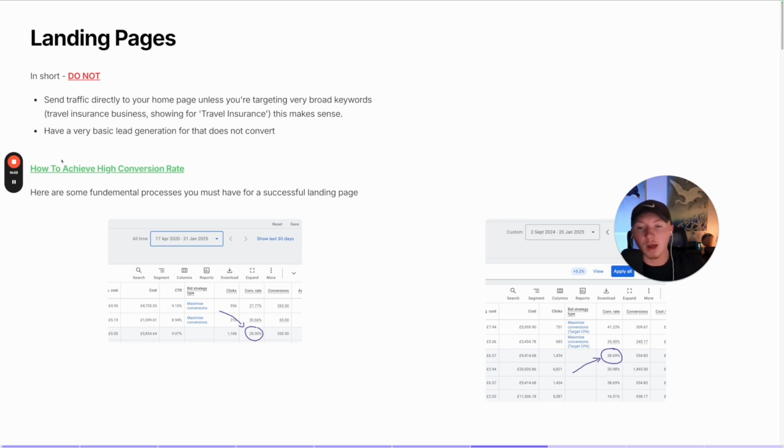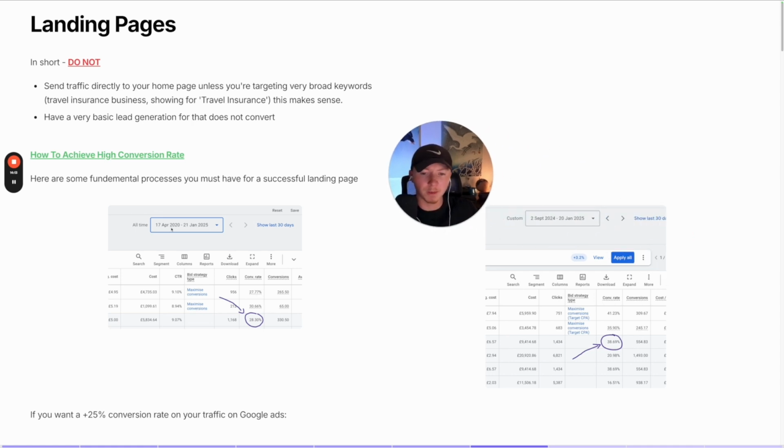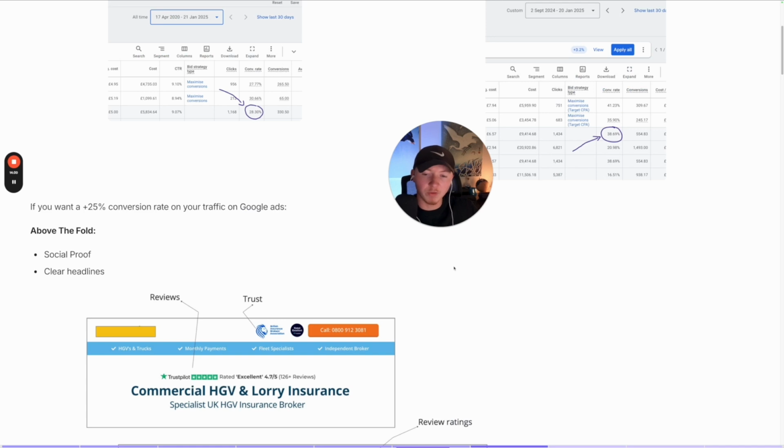So here's exactly how to achieve high conversion rates. Here are some fundamental processes that we're using within our clients and the landing pages that we're building to be able to build successful landing pages. As you can see, this one here from all time got a 28.3% conversion across Google Ads. This one here got a 38.69% conversion over a 4-month period. If you want to have a 25% plus conversion rate on your traffic on Google Ads, these are the things you want to be doing.